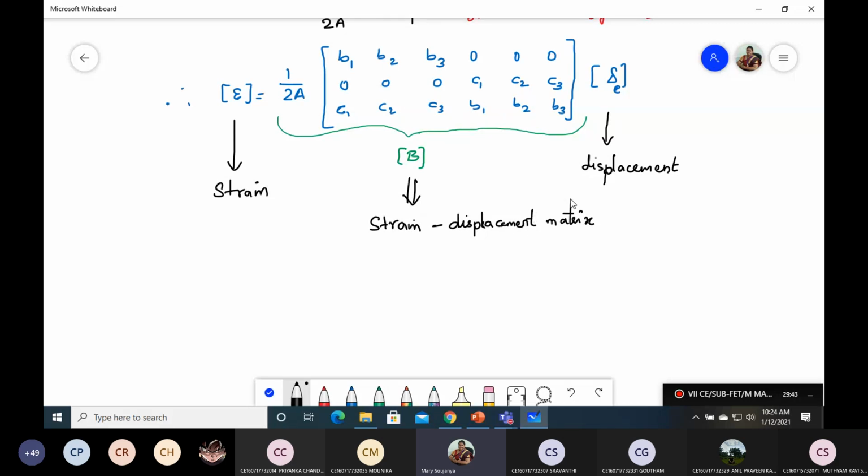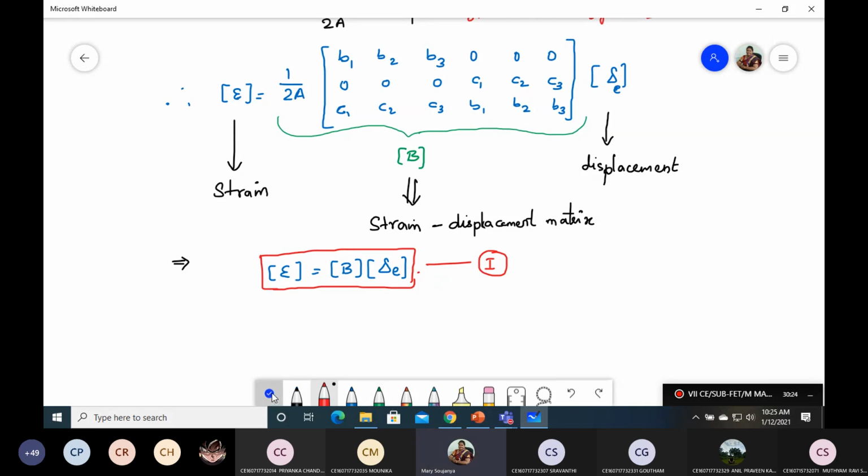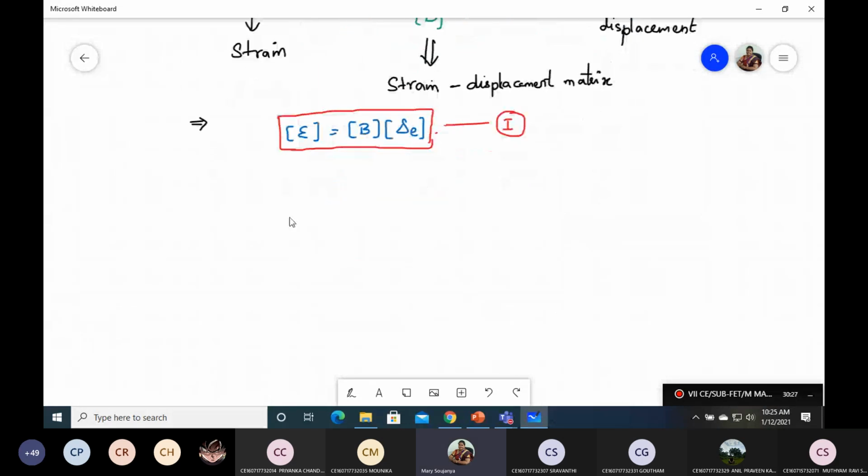Strain displacement matrix. All right. So we can write this as a whole, B, sorry, epsilon matrix is equal to strain displacement matrix into dou E. Let us take this as equation number 1. All right. Are we clear so far?